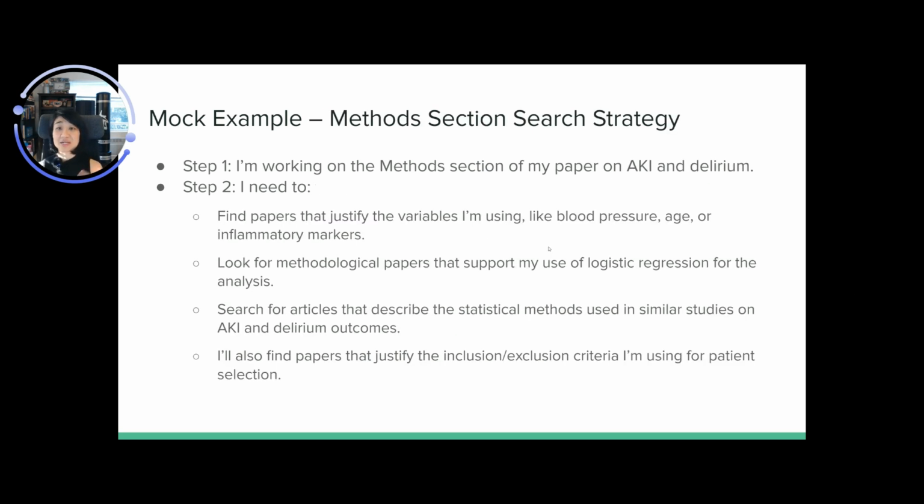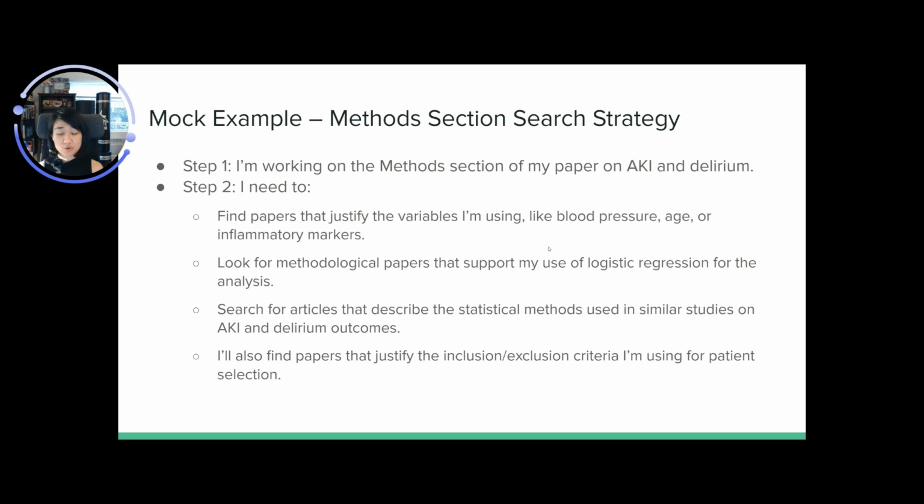Okay, now another example for the method section. Let's say I'm working on the method section of my paper, same example, AKI and delirium. In this method section, I need to find papers that justify the variables I'm using. For example, I chose blood pressure, age, and certain inflammatory markers, so I need papers to say, this is based on previous studies. I will also look for methodological papers that support my use of logistic regression for analysis. Sometimes for a very common analysis, you don't need a methodological paper. It's more likely needed for something a bit fancier and not so conventional, which needs more explanation.